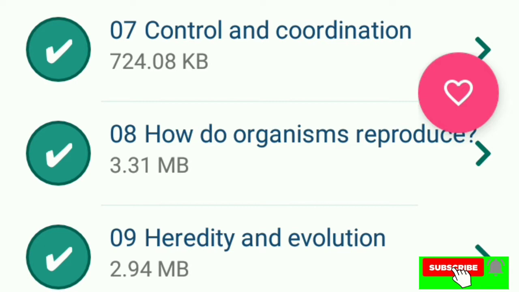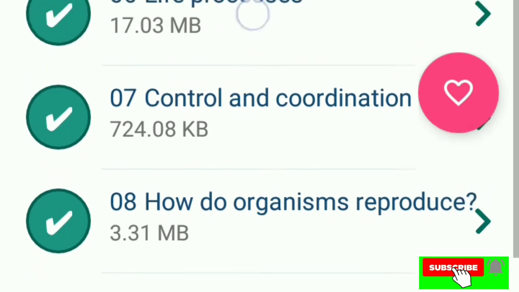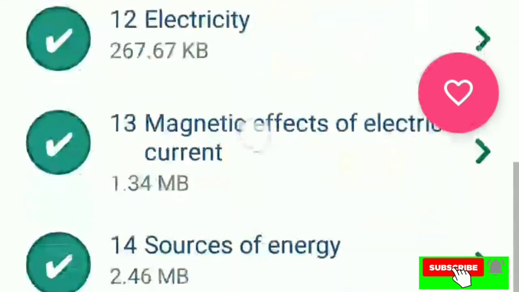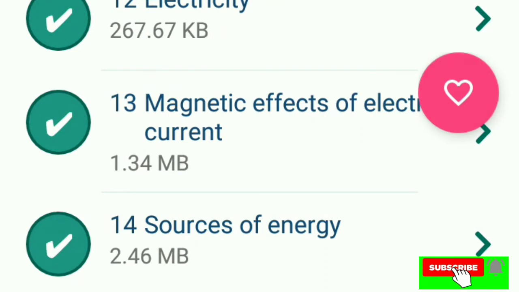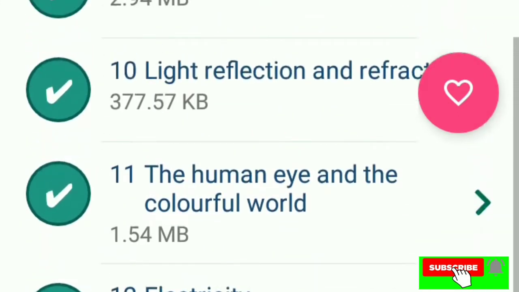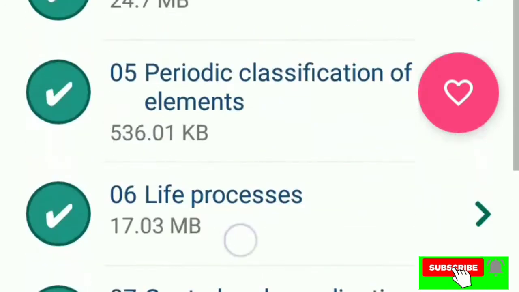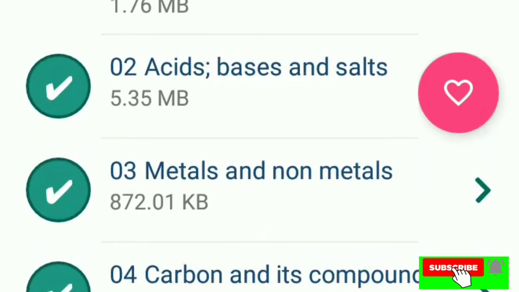This book, the science class 10th book, contains a total of 16 chapters. These chapters will be studied by you so that you can score good marks in the board exams, and with the help of those marks you get admission in 11th and 12th in the best school. Then we start the video.